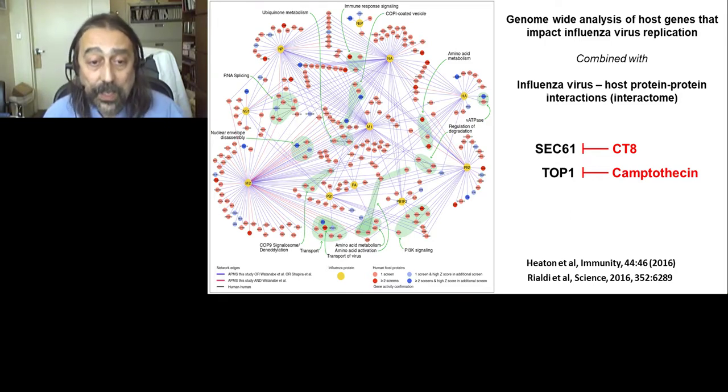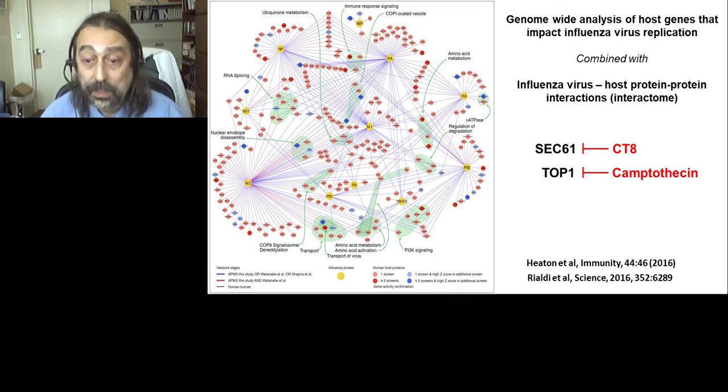So what we have here now is a collection of host factors with multiple lines of evidence that they participate in viral replication, either because they interact with the viral protein or because when you eliminate this factor from the host cell, you make an impact on viral replication. Viral replication goes up or goes down. As an example, there are two host factors indicated here, SEC61 and TOP1, that are included in this map, and there are known inhibitors of these factors.